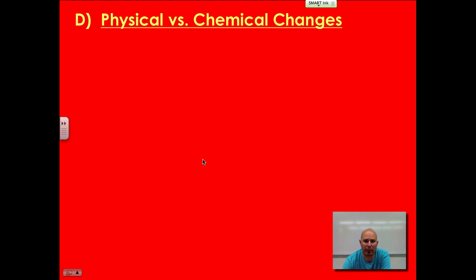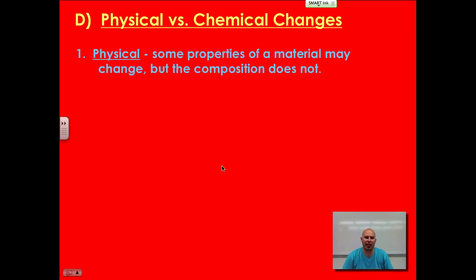Alright, so our second section in regards to chapters 2 and 9 deals with physical and chemical changes. When you hear physical versus chemical changes, you should understand that physical doesn't change what the substance is. Chemical change does change indeed what it is. Physical change is when some properties of a material may change, but the composition, what it is, does not change.